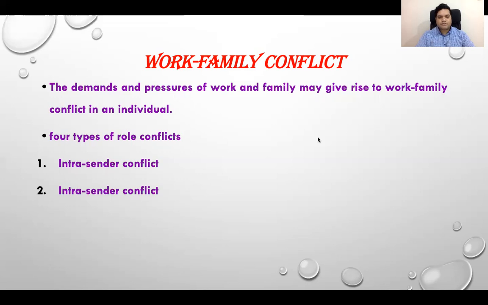incompatible directions. Then the third one is inter-role conflict, which results when 2 different roles that are played cause conflict. The fourth is person-role conflict, which occurs when the roles expected by the organization are in conflict with the basic values of the individual. So this is person and role conflict.